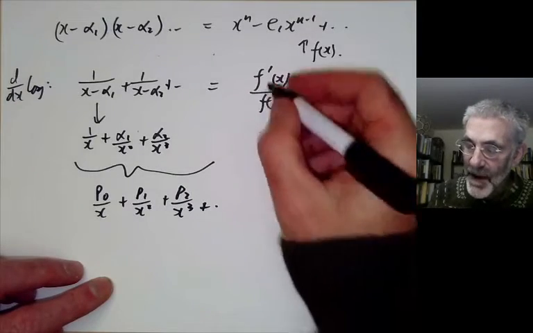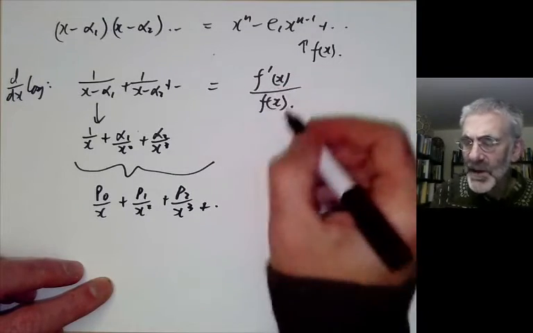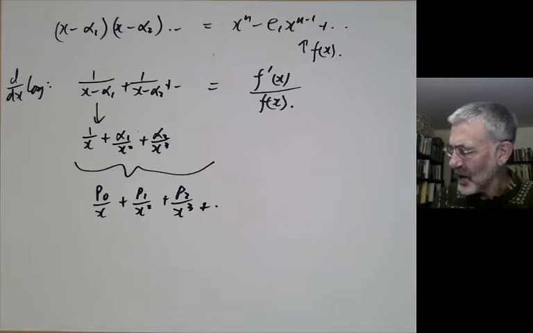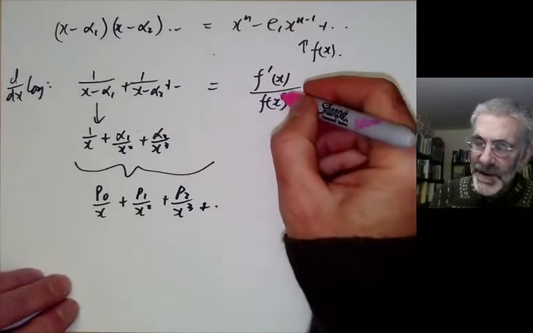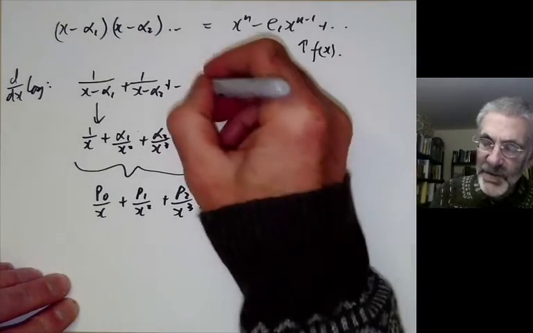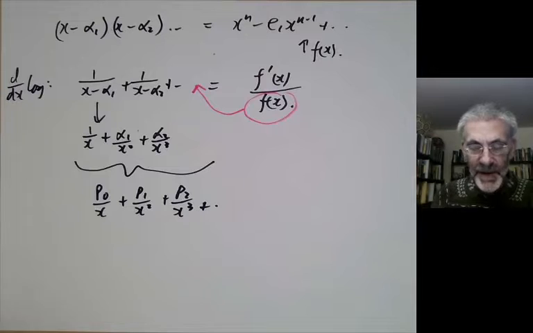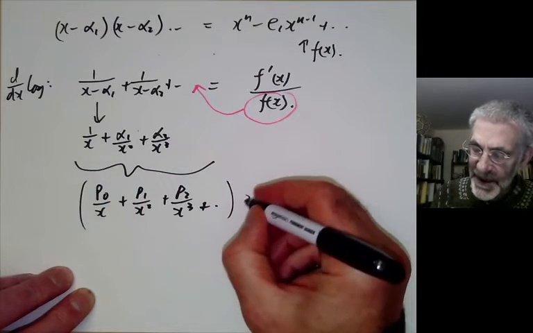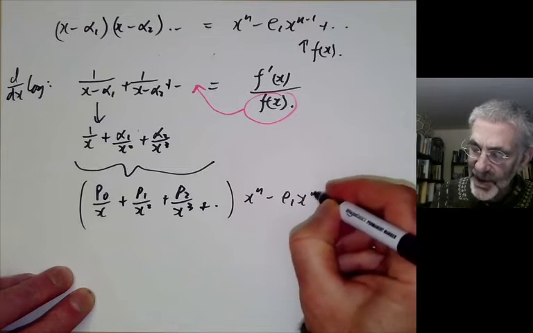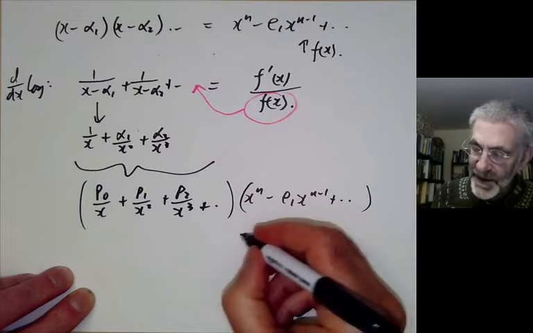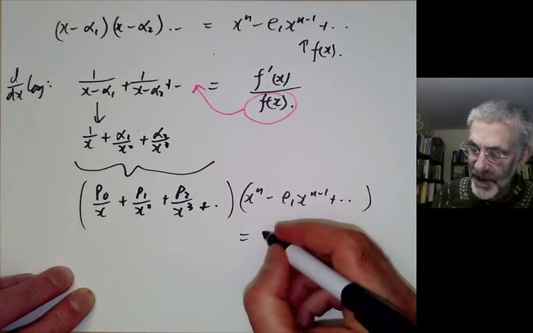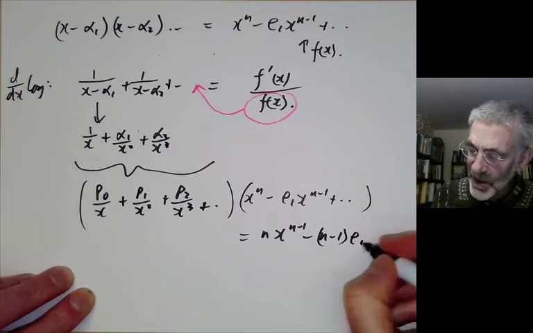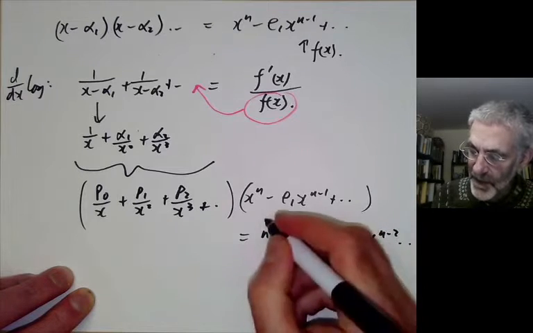On the other hand, on this side, well, we get a quotient. Well, quotients are a bit of a pain to work out. So what we're going to do is we're going to take this copy of f of x and just move it over to the right-hand side. So we get this sum times f of x, which is x to the n minus e1 x to the n minus 1 and so on, is equal to, and now we've got the derivative of f, which is n x to the n minus 1 minus (n minus 1) e1 x to the n minus 2 and so on.